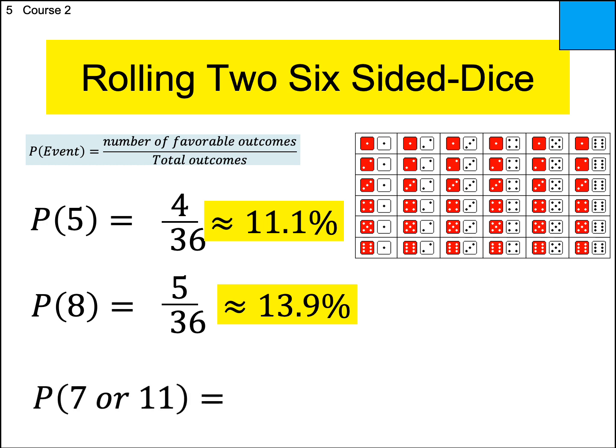How about this one? Getting a 7 or 11. Well, how many ways are there to get a 7? Let's see. 1 and 6, or 6 and 1.